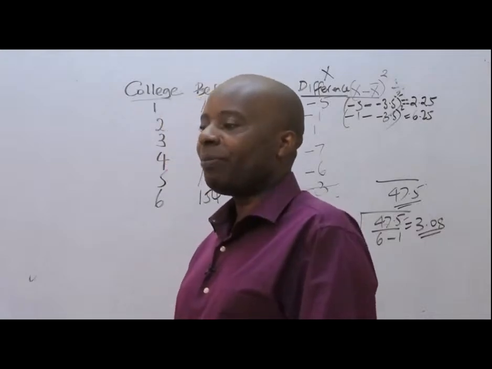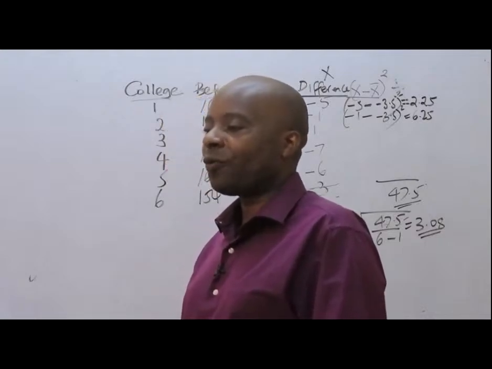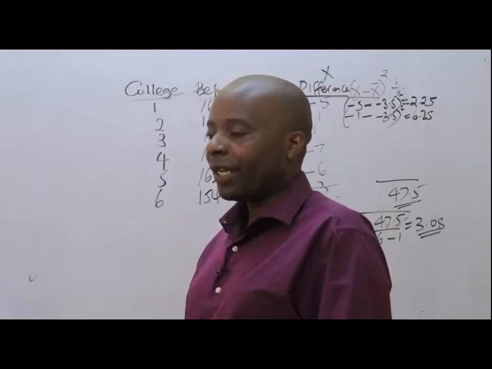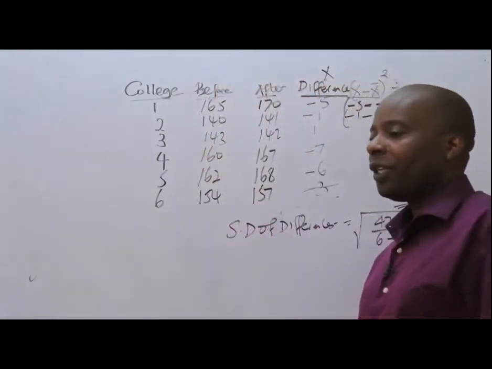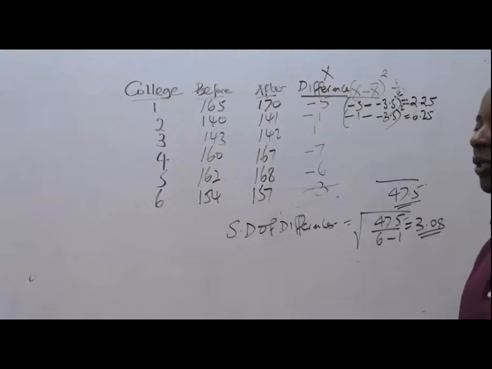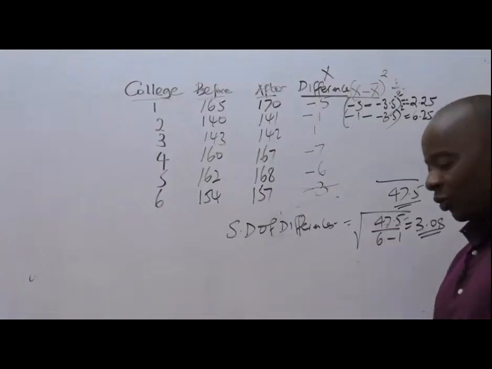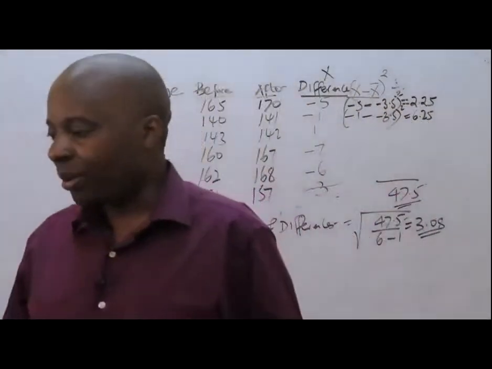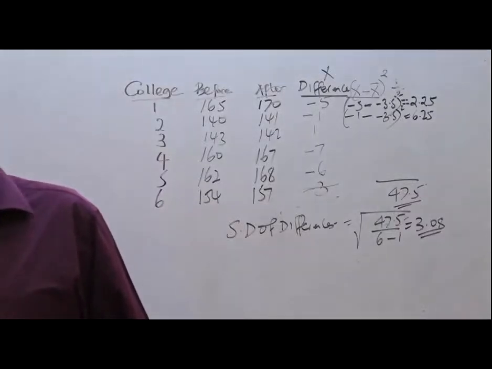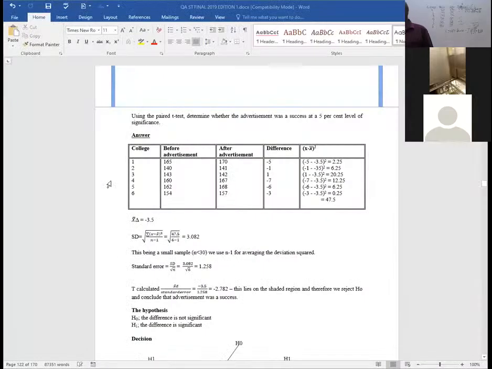Now, have they given us degrees of freedom in this question? Do we have degrees of freedom, or should I mount it up? I think I should mount it up for all of us to see. 5% level of significance. 5%.